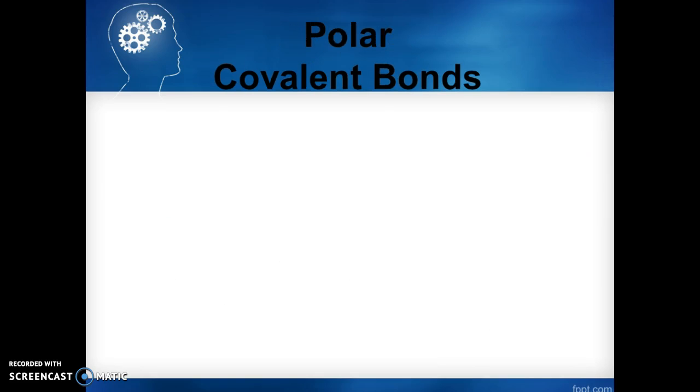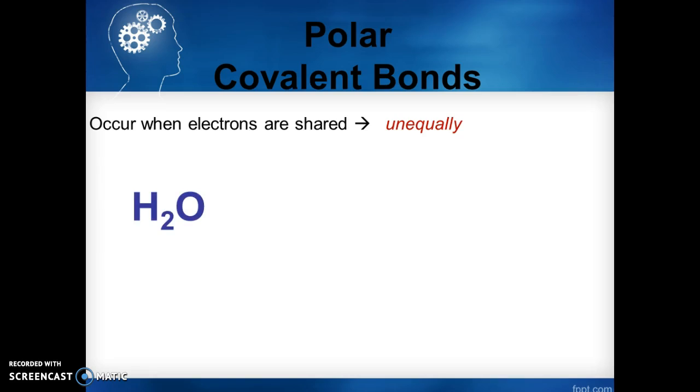Polar covalent bonds. So the polar covalent bond, remember, means there's poles. There's a positive and a negative. And this is where electrons are shared unequally. One atom is stronger or more positive and can pull those electrons closer. So water is a wonderful example. And it is this polarity that actually gives water its amazing qualities and lifelike properties for us.